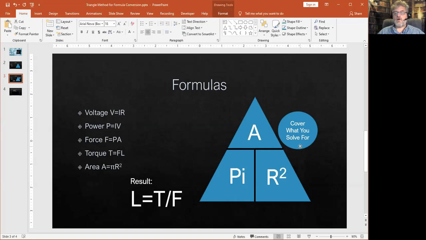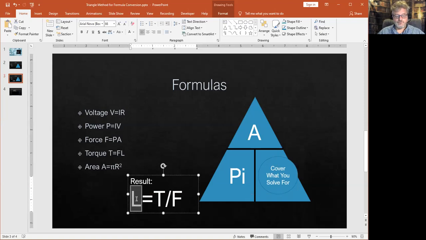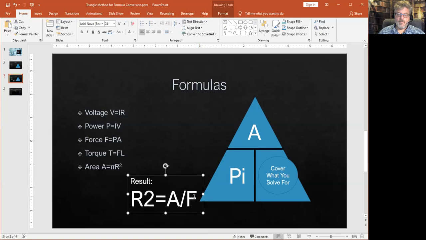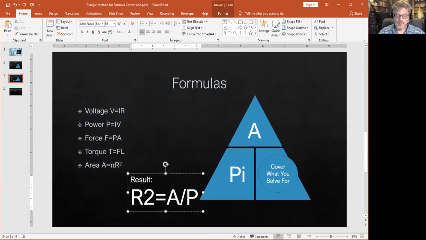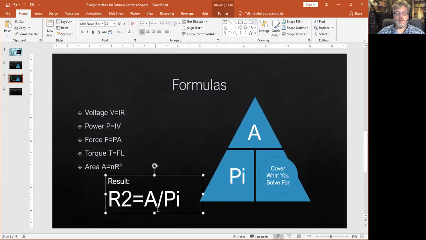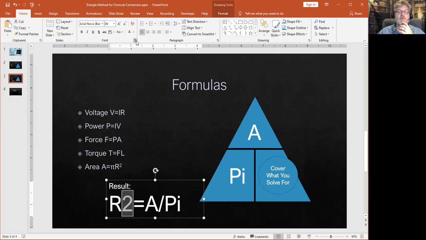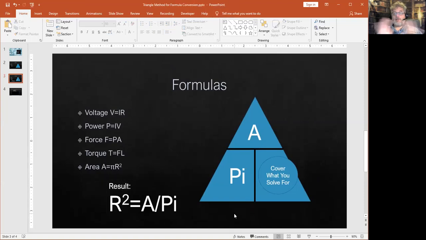So now I can solve easily. If I want to solve for r squared, I can get the area divided by pi. And I need to adjust this, so r squared, let me change that to superscript, is equal to area divided by pi. But guess what? This doesn't tell me what the radius is. It shows me what the radius squared is.